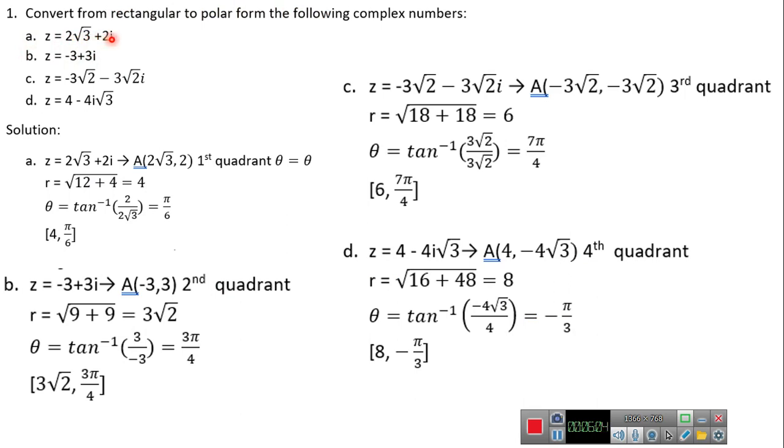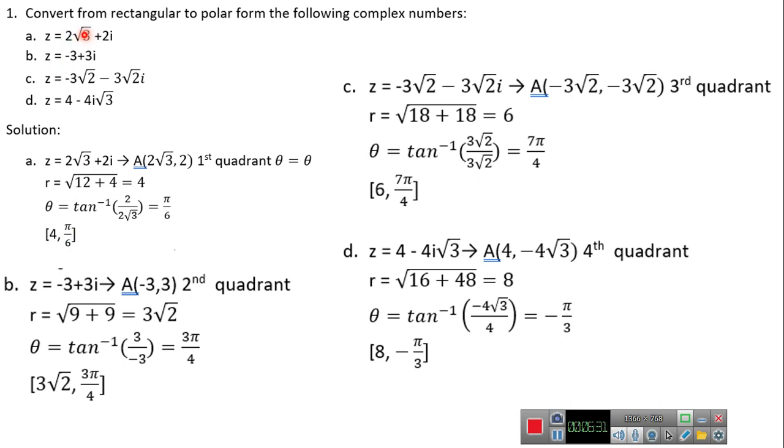Let us take an example. I want to convert from rectangular to polar. You have z equal to radical 3 plus 2i. This is in the first quadrant. You find r, which is the radical of a squared plus b squared, equal to 4, and theta is equal to tangent inverse of 2 over radical 3, which gives you 30 degrees. So this was written in rectangular form, and now it's written in polar form.